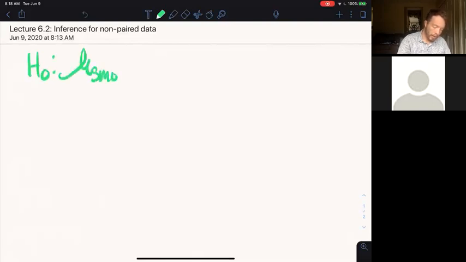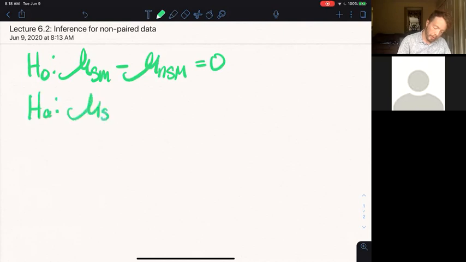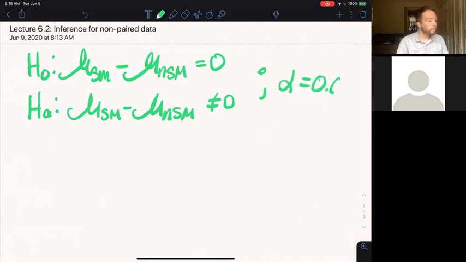The population average of babies' weights for women who smoke, which is SM here, minus that same thing for non-smoke, is equal to 0, versus the alternative hypothesis that this difference is not equal to 0. And I think I chose an alpha of 0.05. Okay? And we did our first step already.